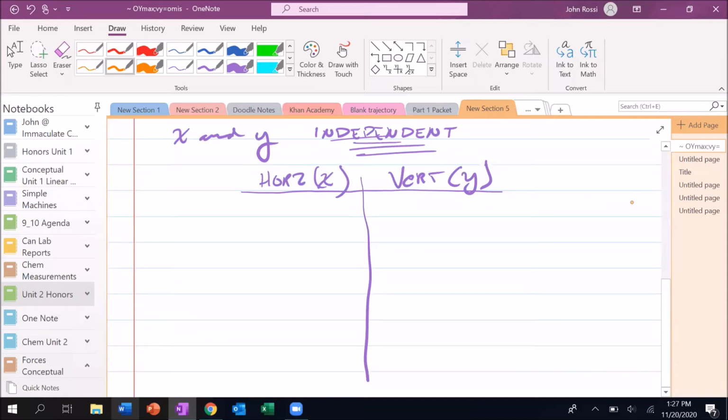The x and the y are independent of one another. You want to break things down into two columns so that you can keep track of all your variables. There's going to be given variables, measured variables, and then assumed variables.